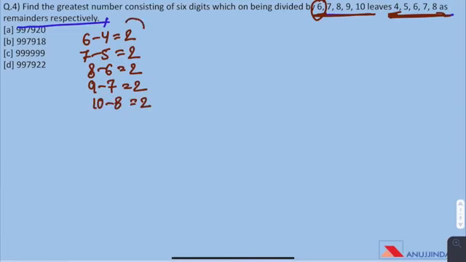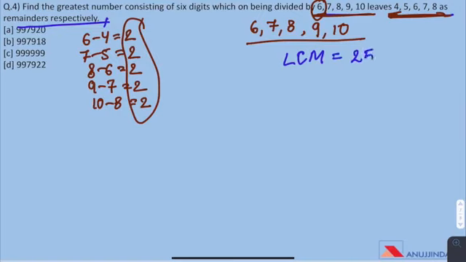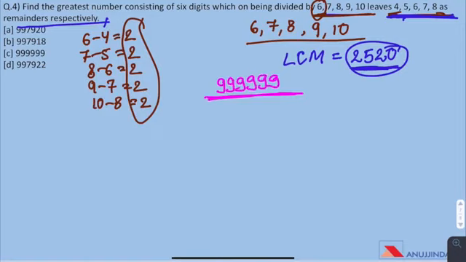8 minus 6, 9 minus 7, 10 minus 8. And here we see that 2 is the common number which we get when we minus the remainder from the number itself. And as we have to find the greatest 6-digit number divisible by LCM of these 5 numbers, LCM is 2520. And after finding the greatest 6-digit number divisible by this, we have to minus 2 from that number so as to get these remainders respectively.